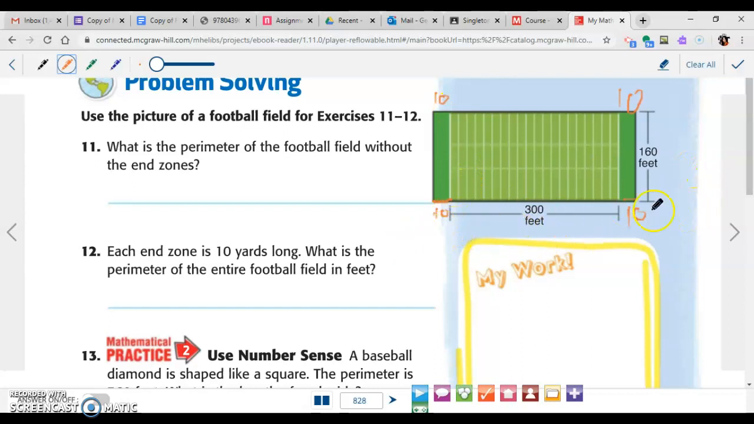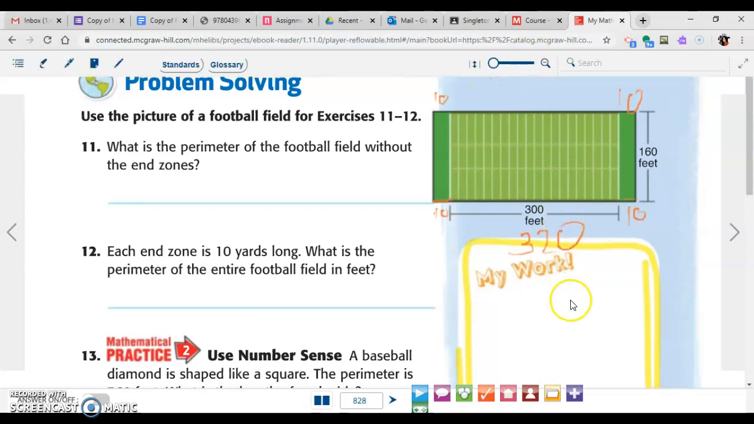So instead of being 300, now it's 320 on this side. Oh well, it's 320 on both sides, but the 160 stays the same, right? That stays the same. This turns into 320 twice. So when you add it all together, it becomes 1040. Okay? All right, well, oops, there's all the answers.